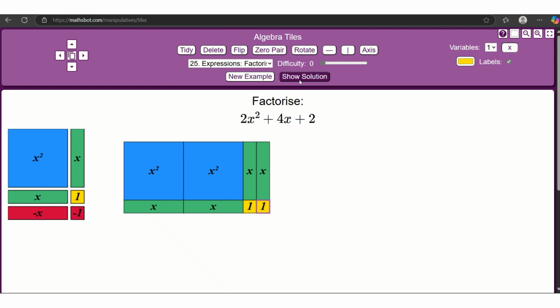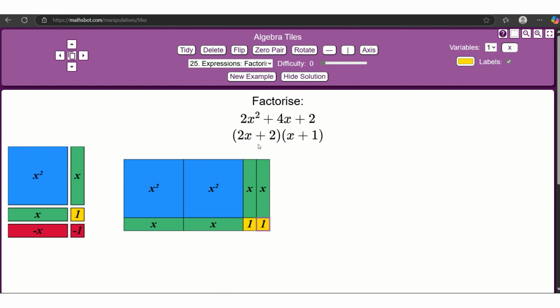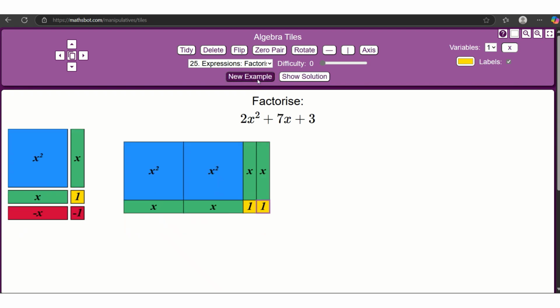And now there's a common factor in there. So you could factor out the 2 there, and get 2 times x plus 1 times x plus 1, meaning that you would have 2 of the same thing there. All right, let's take a look at another one. I'd like to see one with a negative.